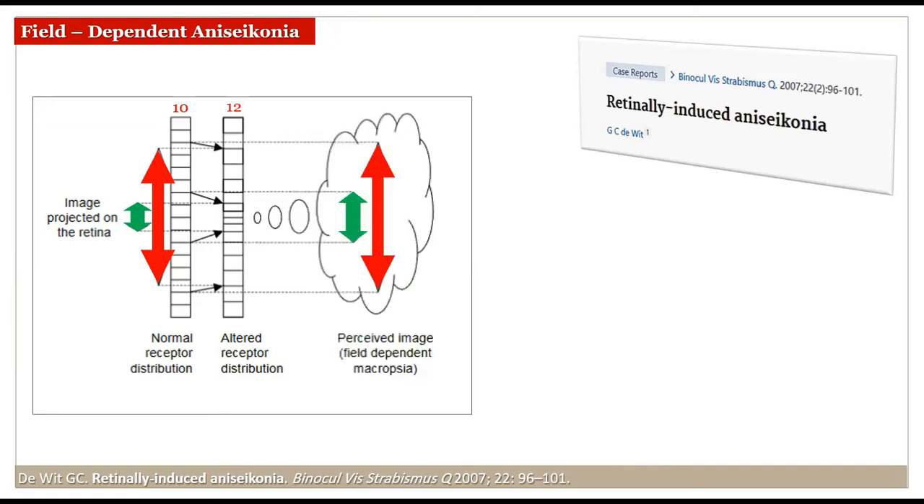So we have macropsia. But the macropsia of the smaller arrow is much bigger than the macropsia of the larger arrow, because the smaller arrow is falling on the area of greatest crowding, while the red arrow falls in an area where there is no crowding. It's almost a stretching or normal distribution of photoreceptors. To sum up, we have a change in the receptor distribution that is not uniform, and this results in what's called field-dependent dysmetropsia.